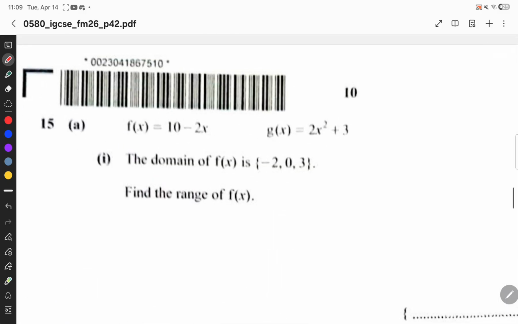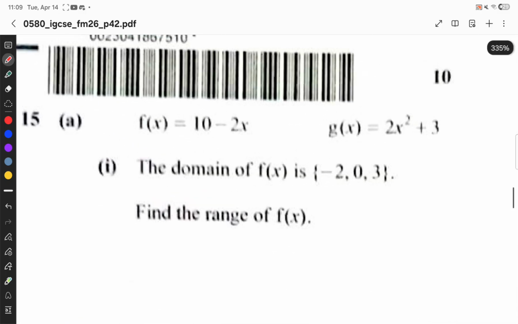The domain of f is these three values. Find the range of... what? This is domain and range. And okay, so domain and range, all that good stuff is in 0606.